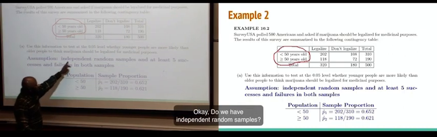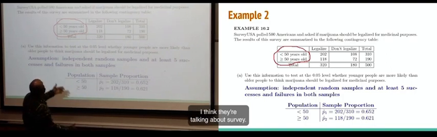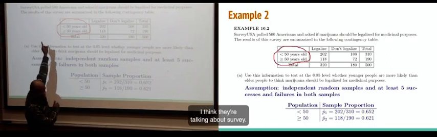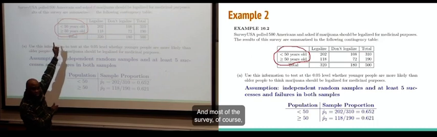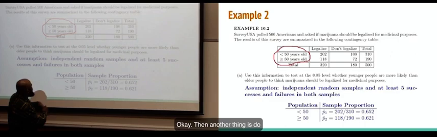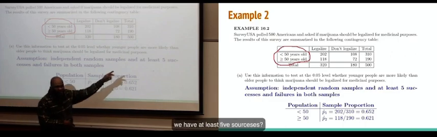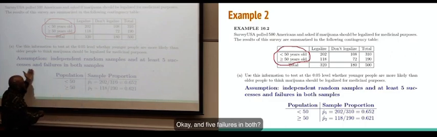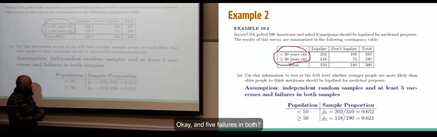Okay? Do we have independent random samples? I think they're talking about a survey. And in most surveys, of course, what they do is take a random sample. That's what they do. Okay. Then another thing is, do we have at least 5 successes and 5 failures in both?